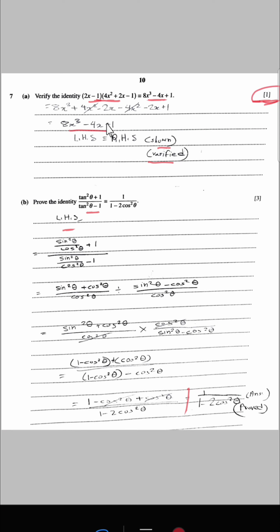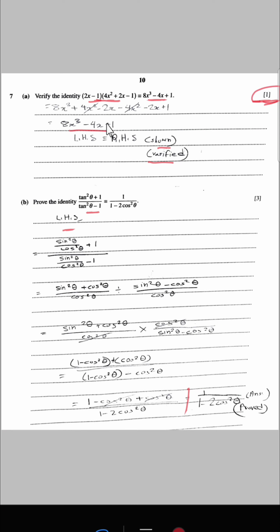Prove the identity. To prove this identity, we know that it is easier to solve the left hand side, so we solve it a bit, and after solving we can show that left hand side is equal to right hand side, and hence proved. It is mandatory to write proved here and verified in this 7a.